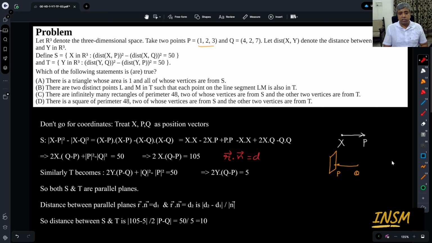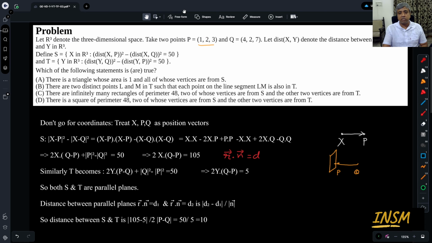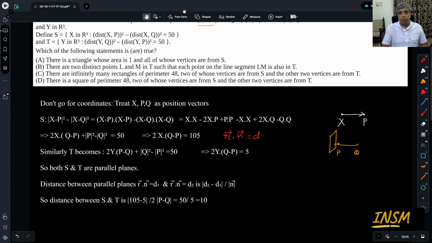So D1 minus D2 will be 105 minus 5, upon we take this to mod P minus Q here. So this will be 100 by 2 will give you 50 upon mod P minus Q. So mod P minus Q you can find from here, because it is given, it will be 4 minus 1, 3 square plus 0 square plus 4 square, 7 minus 3 whole square. So mod P minus Q comes out to be 5. So the distance between these two parallel planes is 10.